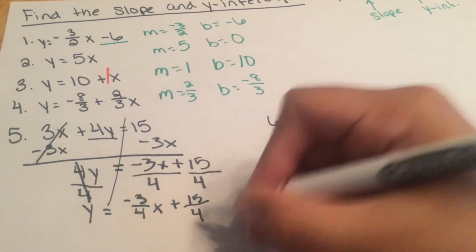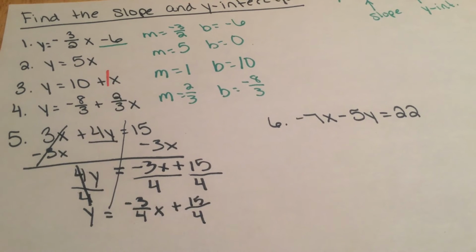Because we did say that word fraction, we do want to make sure that everything is simplified. There's no more that I can simplify with the 3 and the 4, and 15 and 4 also have nothing in common, so there's nothing I can do to simplify that. So this is going to be our slope-intercept form, converted from standard form, of the equation.